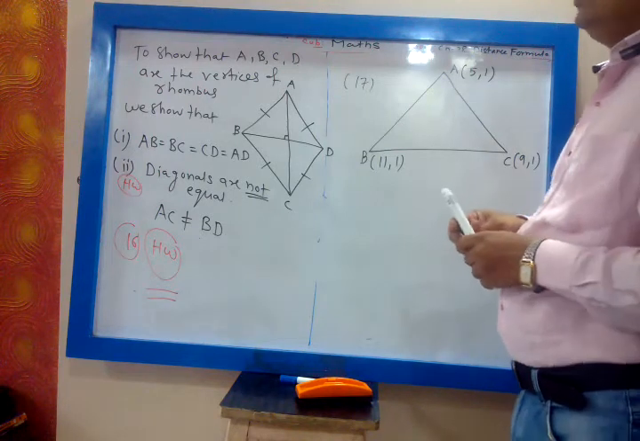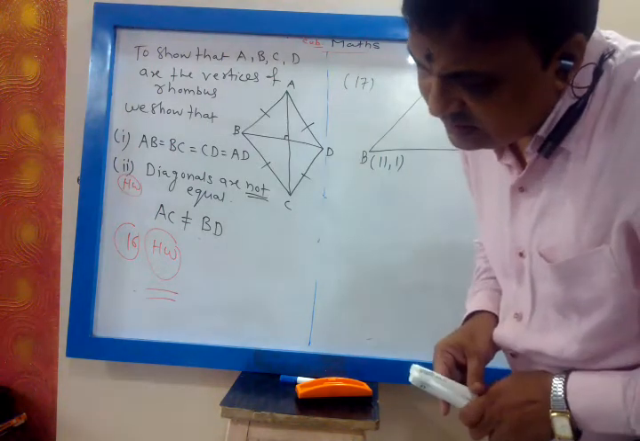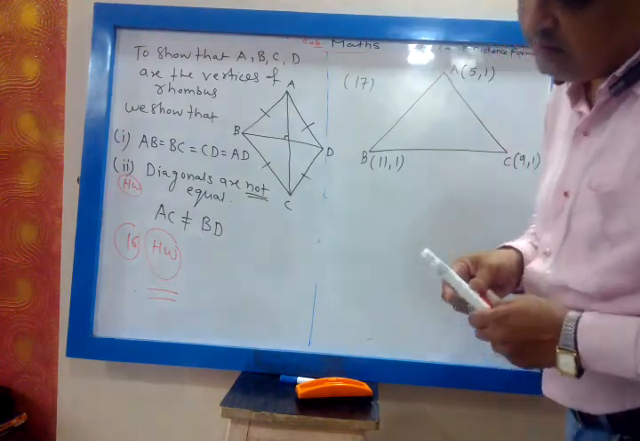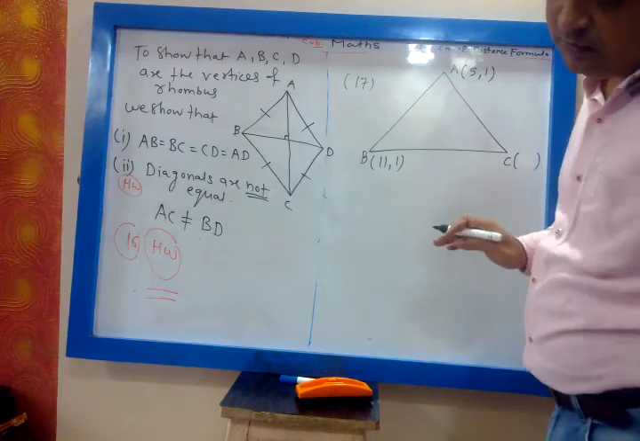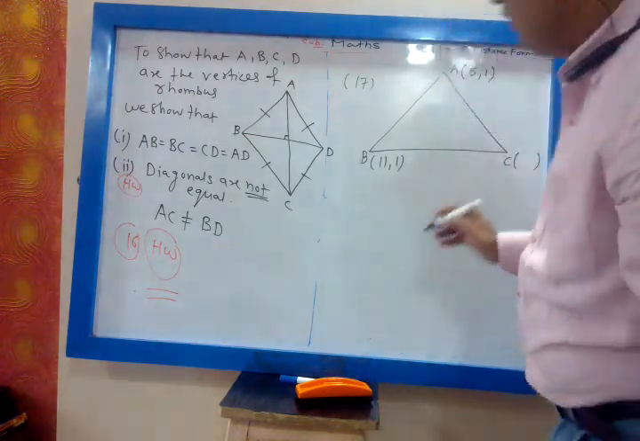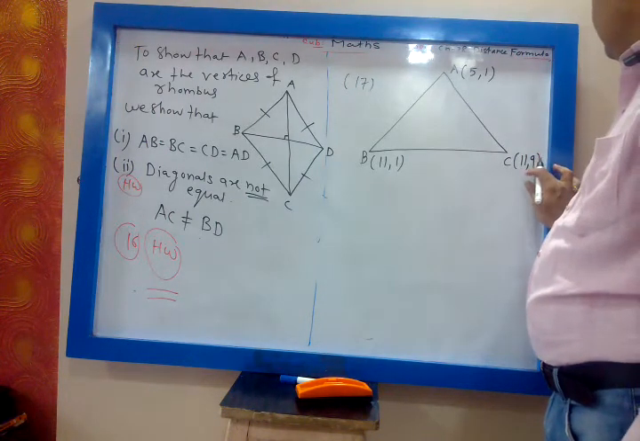Now see here. C is 9, 1, no? Wait, a different one: 11, 9. Yes, 11, very good. 11, 9.